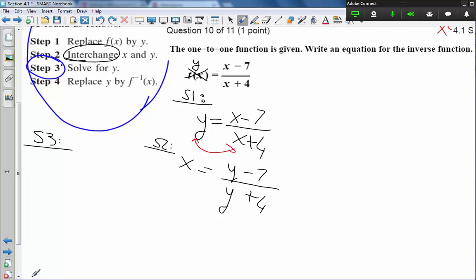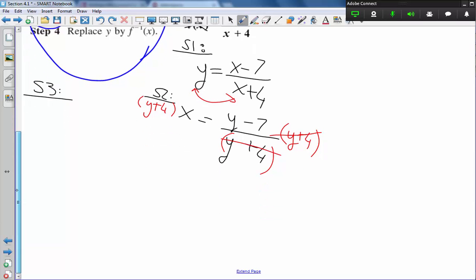So how do you bring it back to the left side? First off, your y is in the denominator. You cannot have your variable in the denominator if you're solving it. So you need to find a way to get rid of that denominator. How do we get rid of denominators? Multiply. Yes, we multiply both sides by y plus 4, of course. This will take care of the quotient or ratio.